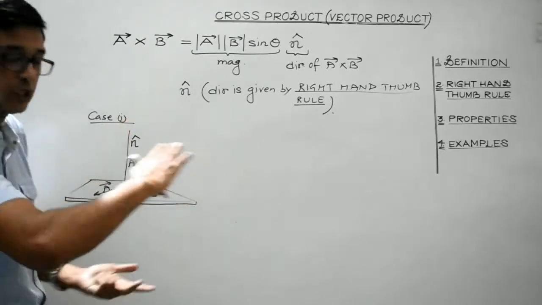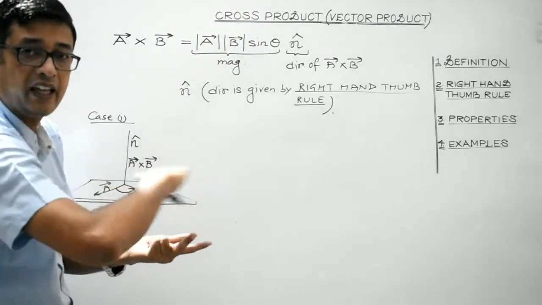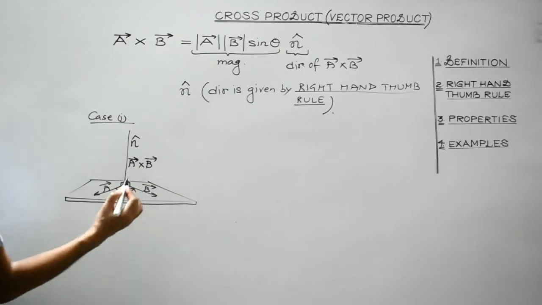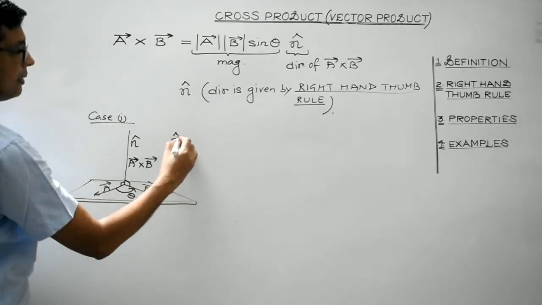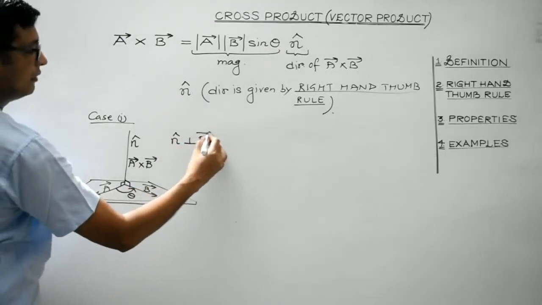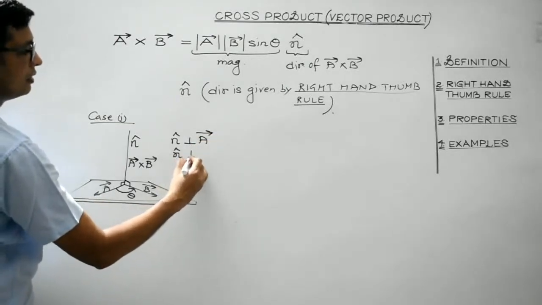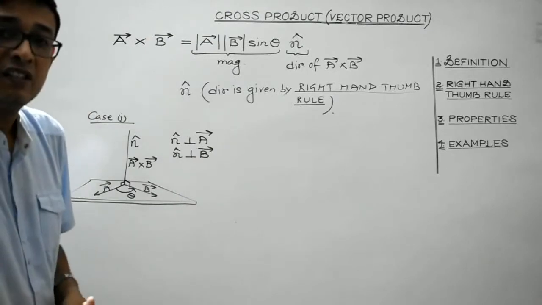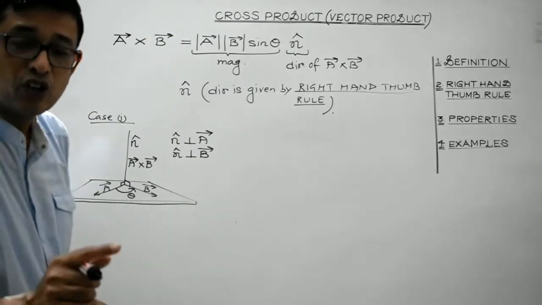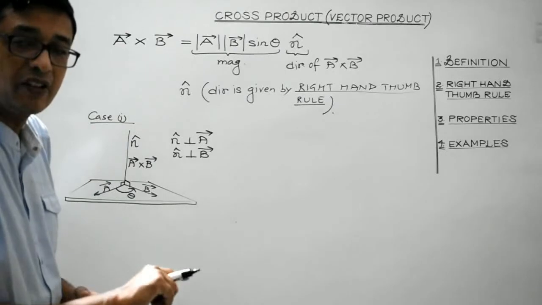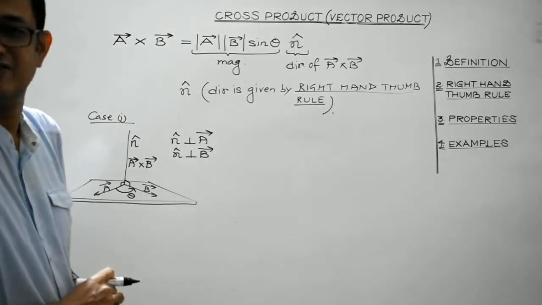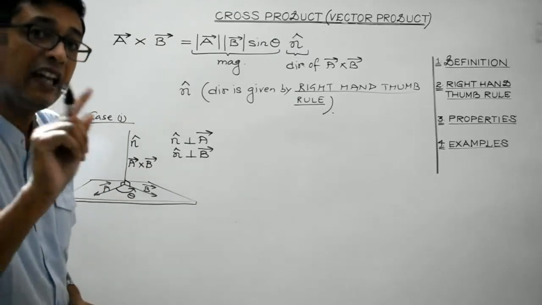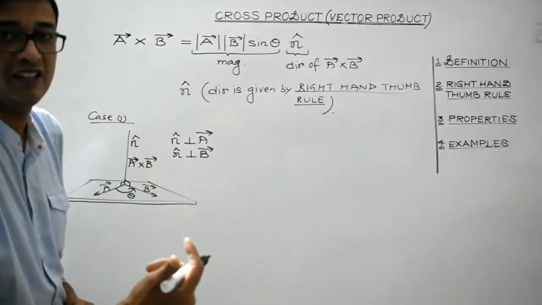N cap is perpendicular to the plane containing A vector and B vector. So it must be perpendicular to both A vector as well as B vector. So n cap is perpendicular to both A vector as well as B vector. Or in other words, n cap is perpendicular to the plane containing A vector and B vector. Clear, students? Now in this case, we have considered A vector cross B vector, right?